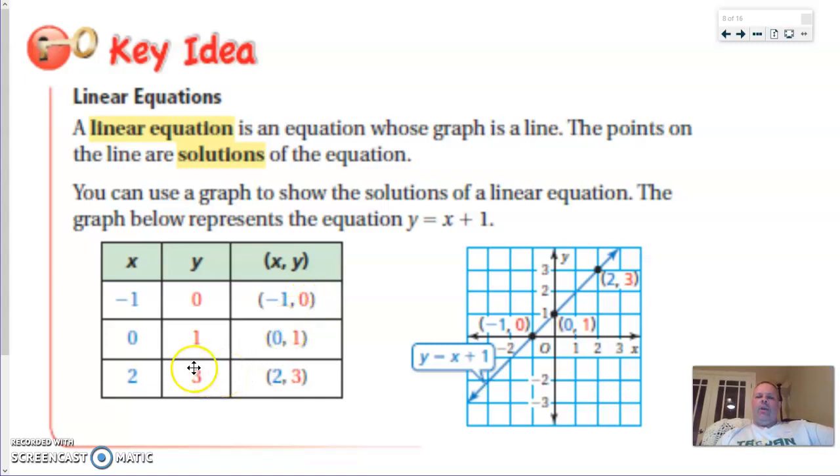When you do these, I recommend doing a negative number, 0, and a positive number. You can use any one you want, but maybe smaller is better because that way you don't have to have a huge graph. And you can see the graph over here. The pair is x, y, so we've got -1, 0 right here. We got 0, 1, which is right here, and then we got 2, 3, which is right there. So again, a linear equation's graph is a straight line.